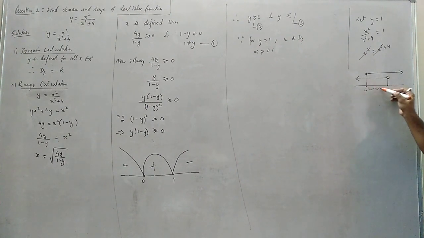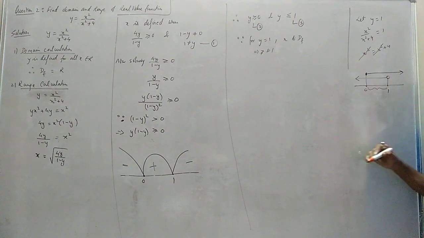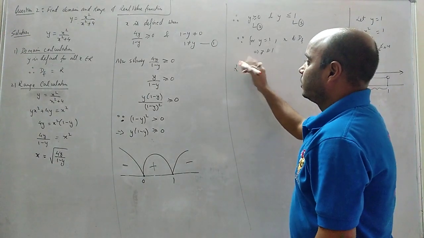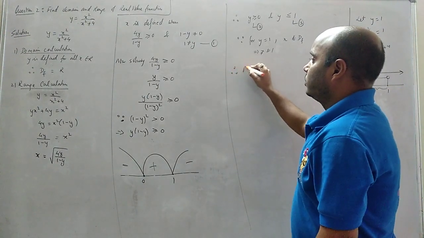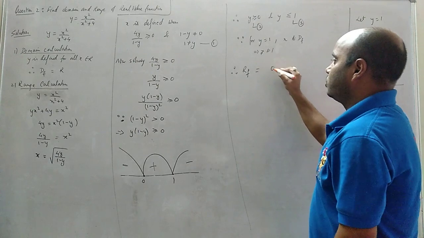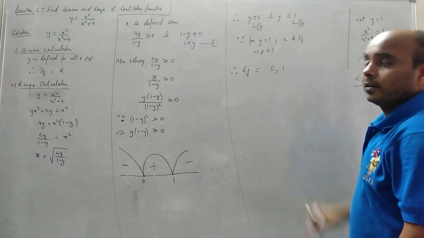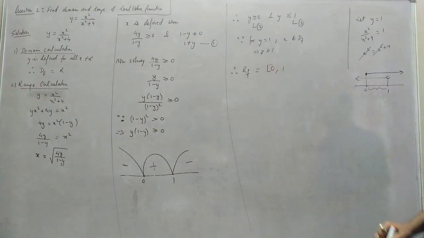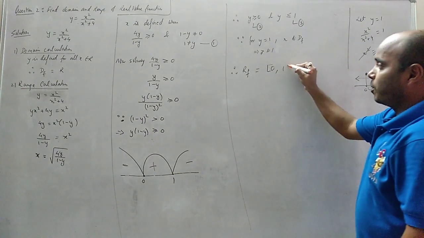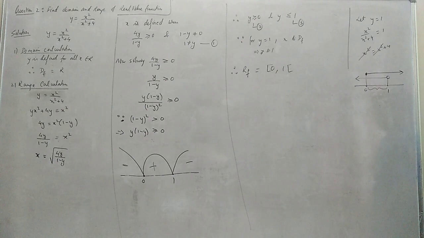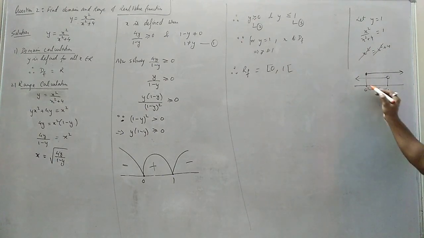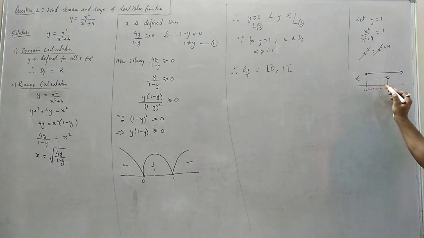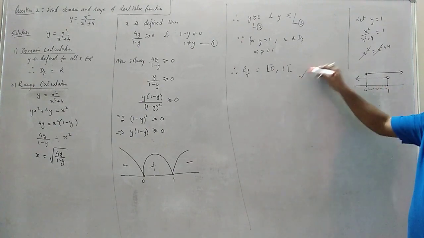This is the common region, 0 to 1. So what is the range? Therefore, the range of the function will be what? 0, first the smaller one, then the bigger one. Now at 0 we are taking equals, so close bracket. At 1 we are not taking it, so open bracket. So the answer is the range 0 to 1. Clear? All the values from 0 to 1. 1 we cannot take, but we can take 0.9. We can take 0.8. Okay.